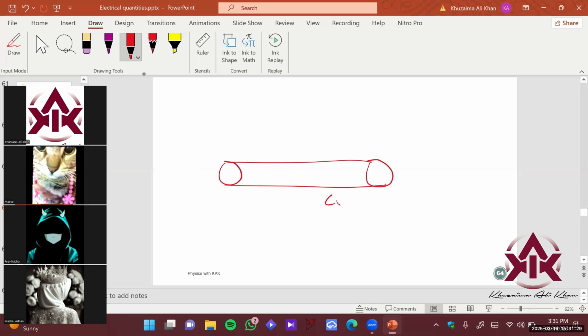Let's say this is copper, and this is the cross-sectional area of the metal, and this is the length of the metal. So we have some relations over here. Since it is a metal, it will also offer some resistance, and it offers the resistance R.